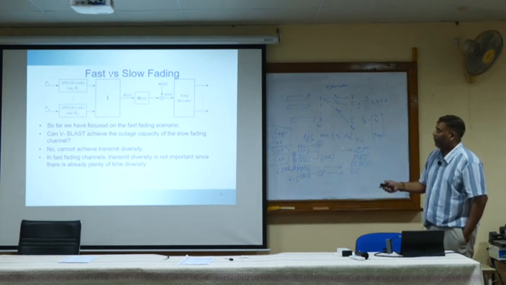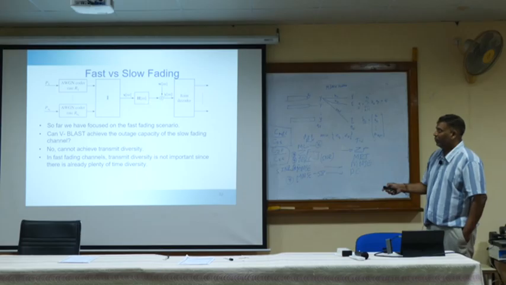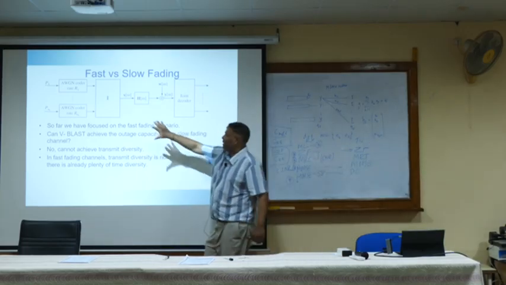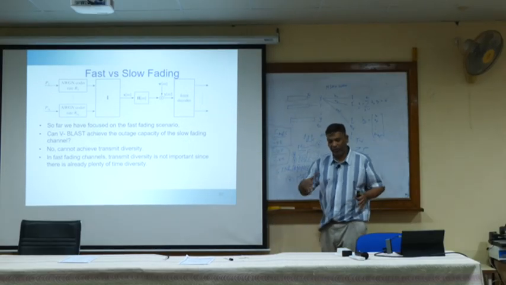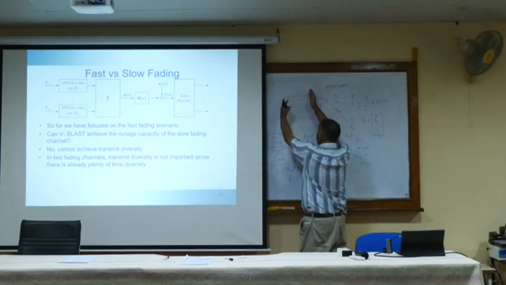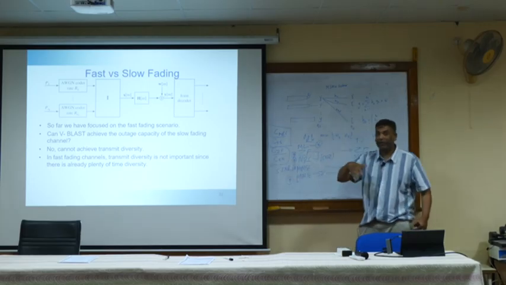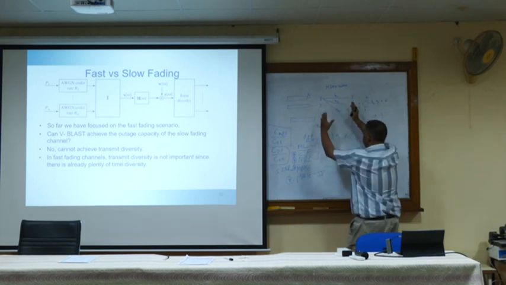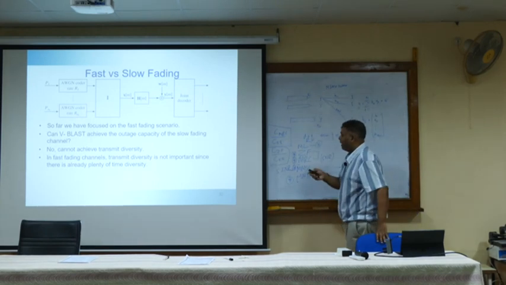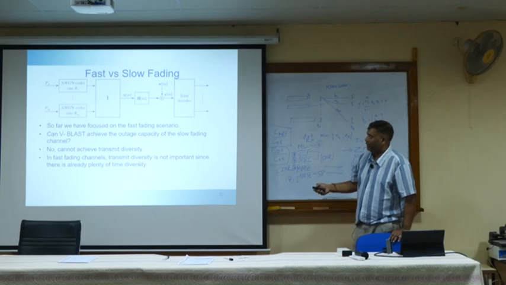So, fast versus slow fading channel. So far we have focused on the fast fading scenario. That means this channel is fast fading, so there are many channel realizations. Your data stream will go through independently faded channels, so you will get diversity as well. But if this channel is very slow fading, we cannot do a V-BLAST architecture. In that case, we need something different.